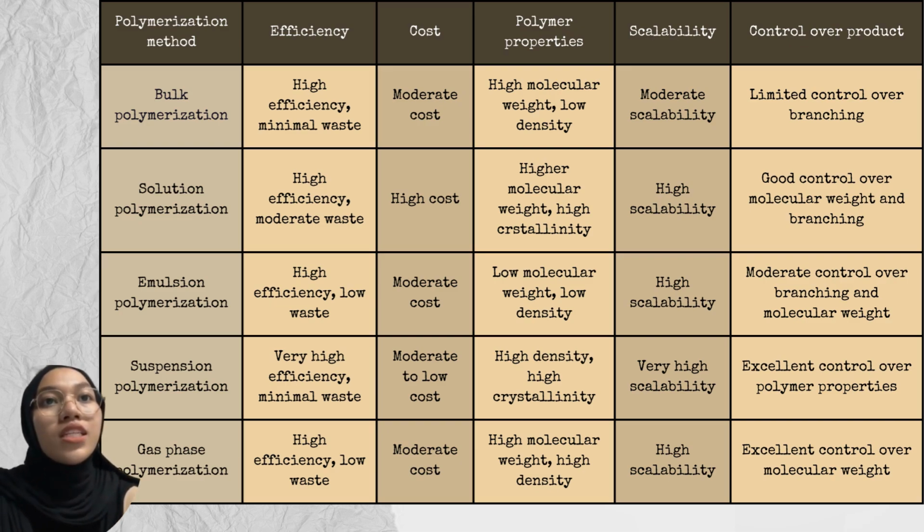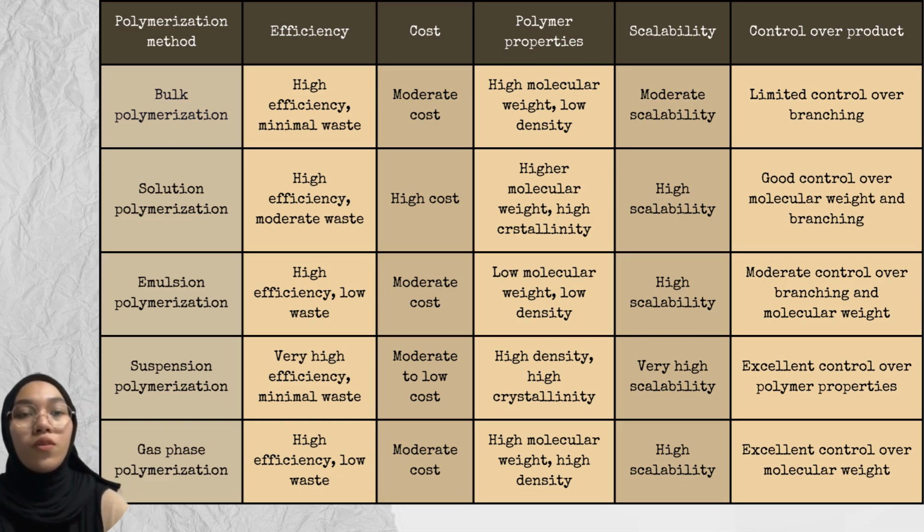Other than that, for suspension polymerization, the efficiency is very high and the waste is minimal. The cost of suspension polymerization is moderate to low. The polymer properties are high density and high crystallinity. The scalability is very high, and the control over product is excellent control over polymer properties.